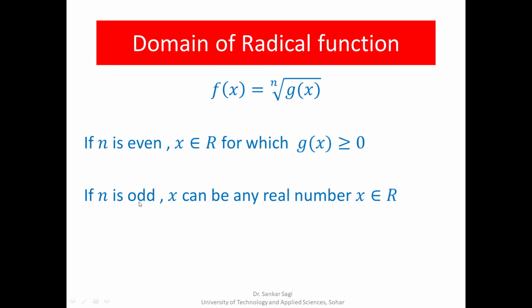Whereas if n is odd, if this root, the nth root, n is an odd number like 3, 5, 7, 9, 11 and so on, then x can be any value from R. That means all real numbers. You can take any real number for x. There is no restriction on x when n is odd.